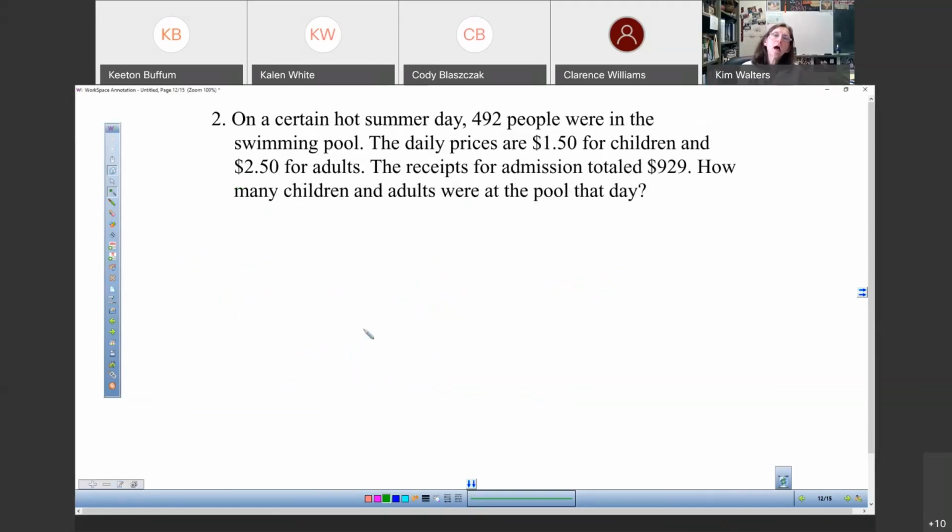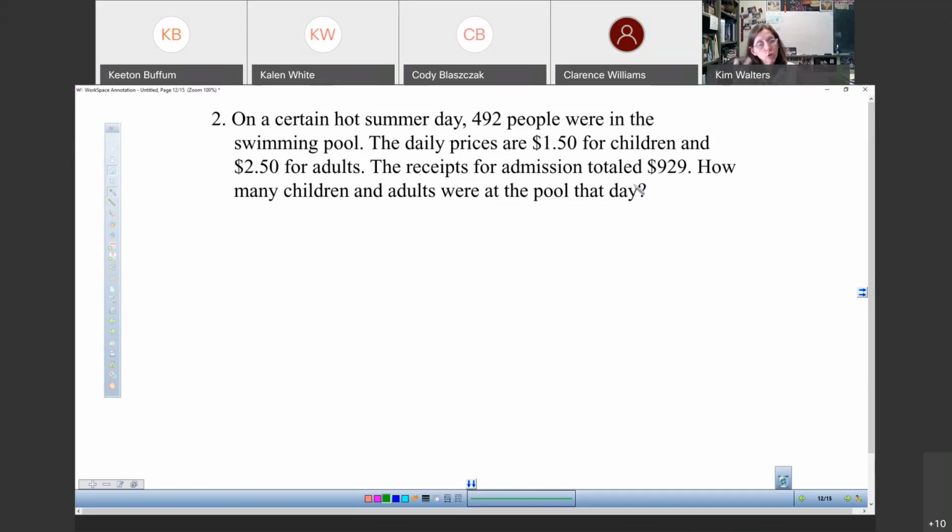On a certain hot summer day, there were 492 people in the swimming pool. That is a big swimming pool. They were obviously not practicing social distancing, so this was obviously a long time ago. The daily prices were $1.50 for children and $2.50 for adults. That was really a long time ago, because I think it costs way more than that now to go to a pool. The receipts for the admissions totaled $929. How many children and adults were at the pool on that day?